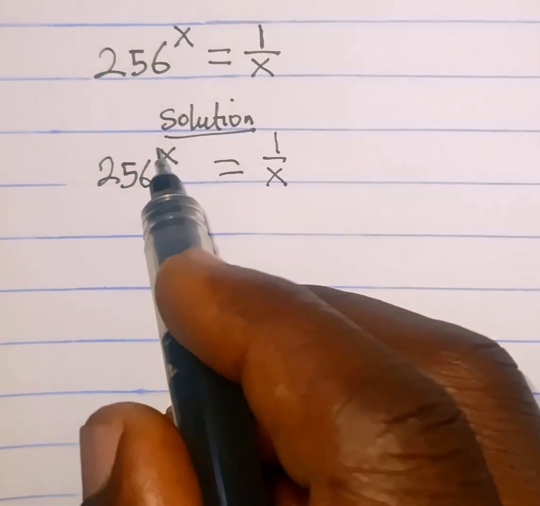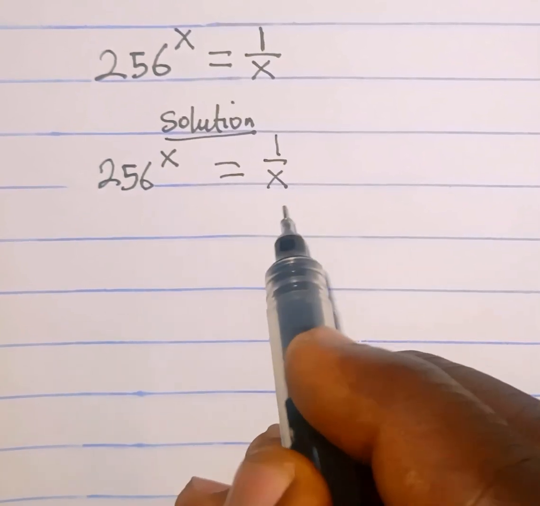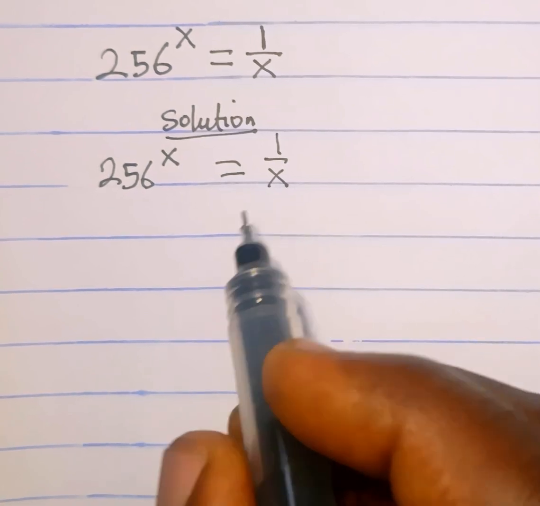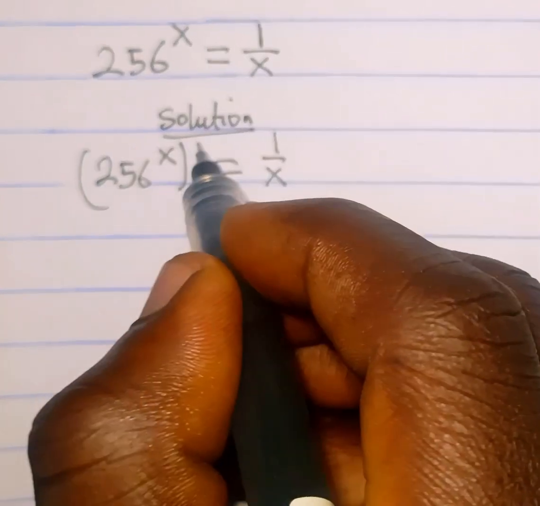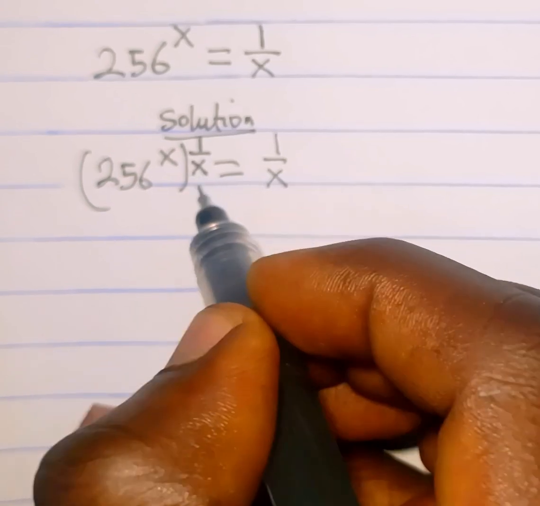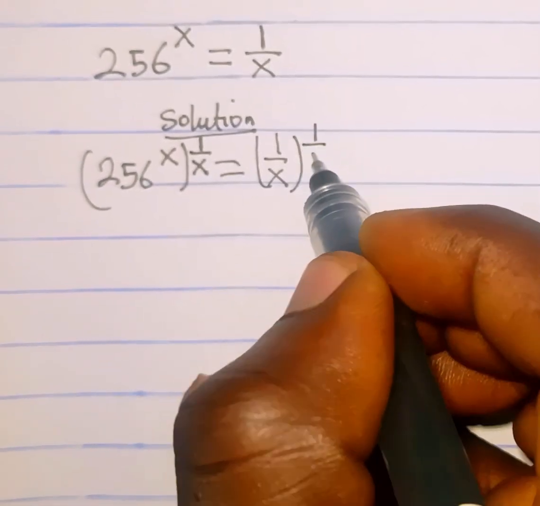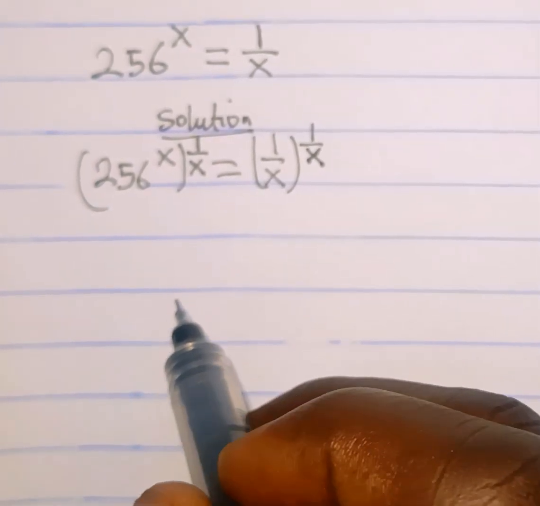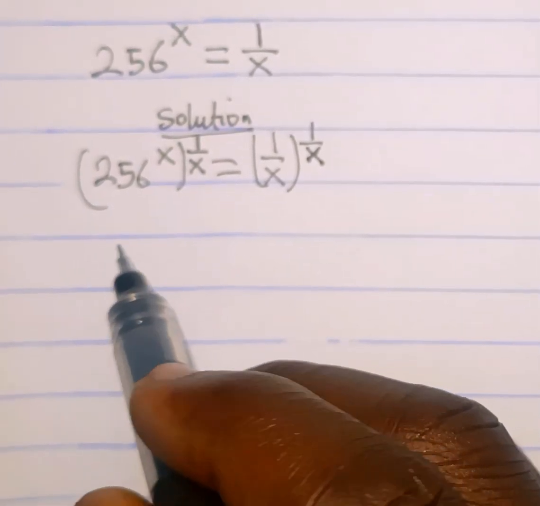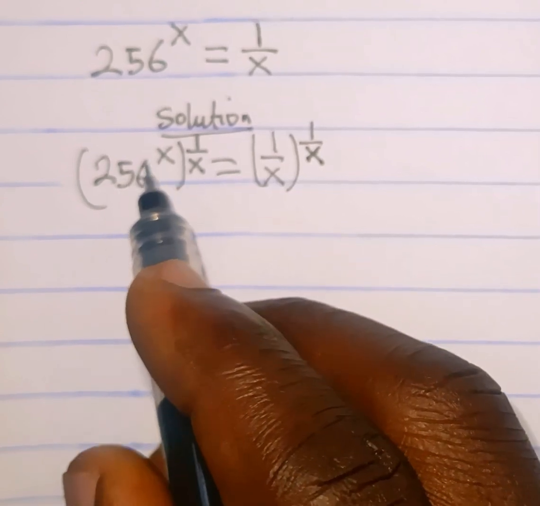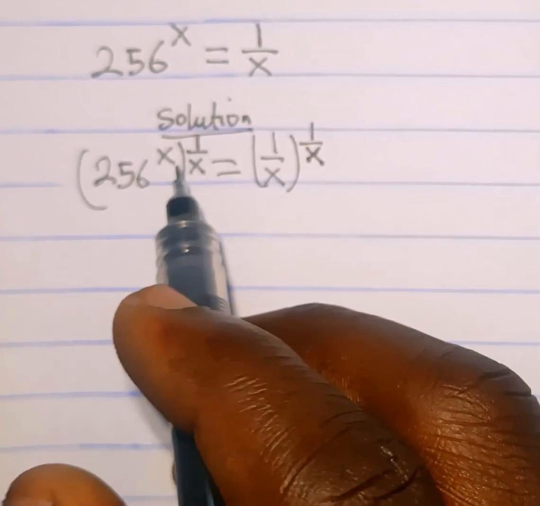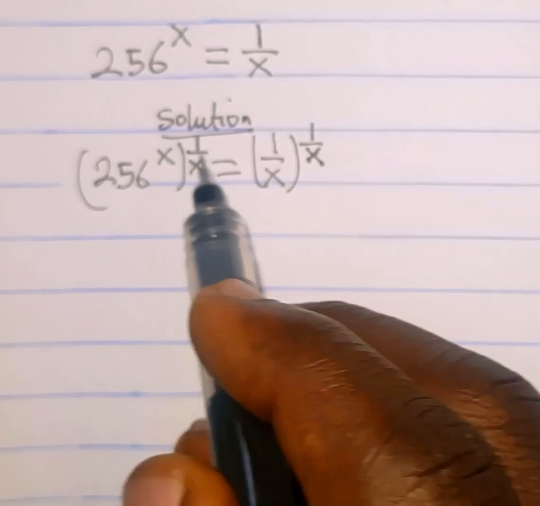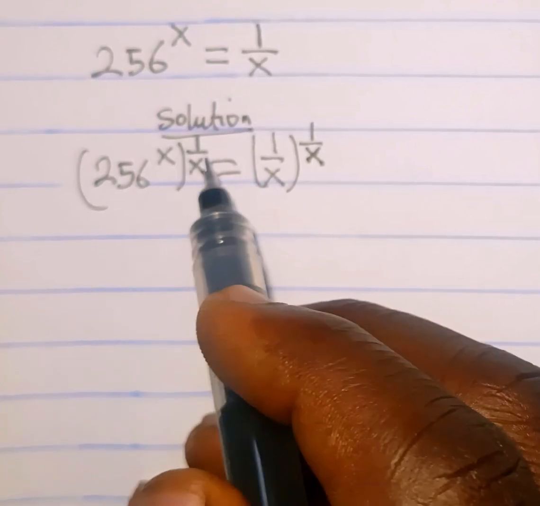So the next thing we're going to do is to try to eliminate this x so that we have x in only one side of the equation. To do that, do you know that when we raise both sides of this equation to 1 over x, this x is going to cancel this x, because one of the properties of indices, called the power property of indices, says that when you have a number raised to the power of another term and all is raised to another power, then we are free to multiply the two powers together, so that when we do that, x divided by x is going to cancel.